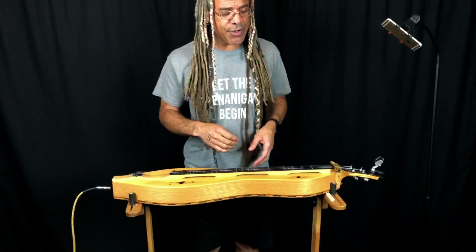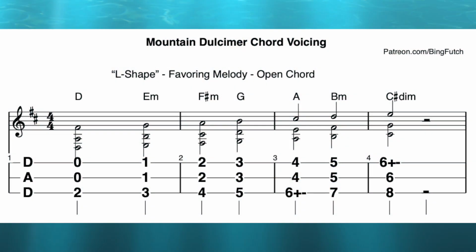Let's go ahead and take a look at the first page. What we've got here is, first of all, the L-shaped chord, and all of these on the first page are favoring the melody string. And this is pretty much how, I don't know, like 85%, 90% of the time we're playing chords on the mountain dulcimer, especially if you're a beginner player, you're playing them in this formation. Why? Because they're easier to play that way.